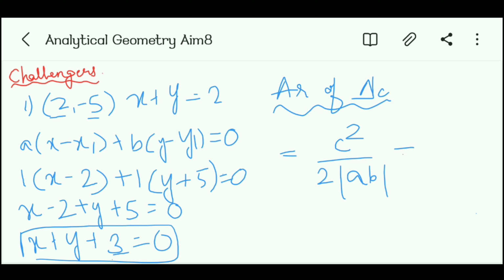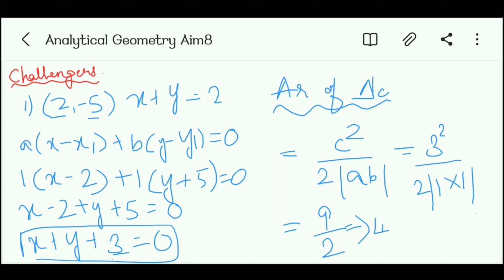It is 3 square by 2 into A is, see the x numeric I said, right? So here 1x it is there. So obviously it is 1, and again y numeric is also 1 only. That's why it will be 9 by 2, which is nothing but 4.5 square unit. So that's the first one. Now we will see second one.